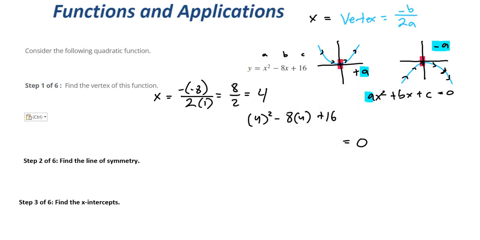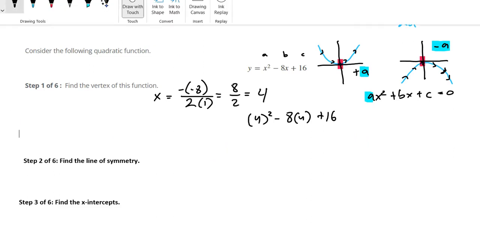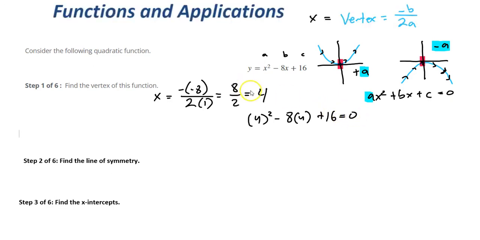We'll just erase some of that here. Okay, my final address, my coordinate point for this: my x is 4, my y is 0. So the coordinate point here, the vertex of this function, the vertex equals 4, 0. Well, let's find the line of symmetry.